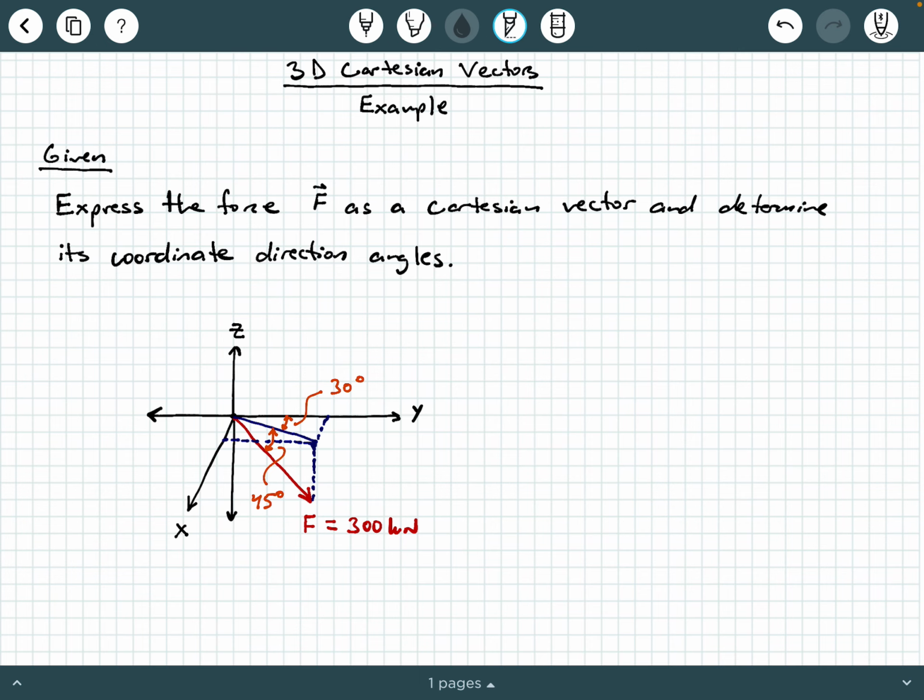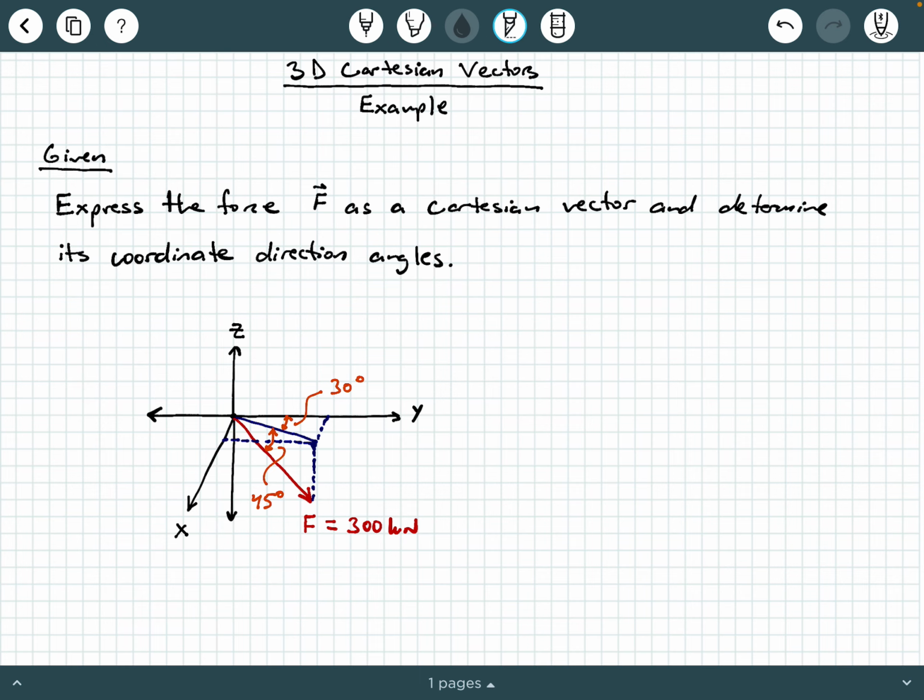In the given information, we're being asked to express the force F as a Cartesian vector and to determine its coordinate direction angles. So let's take a look at the figure we're given. Here we have our XYZ axes, so this is a three-dimensional system. We've got our positive x-axis here, our positive y-axis heading in this direction, and our positive z-axis coming up here. We also have some of the negative axes showing: our negative y-axis coming off to the left side, and a negative z-axis coming down here.